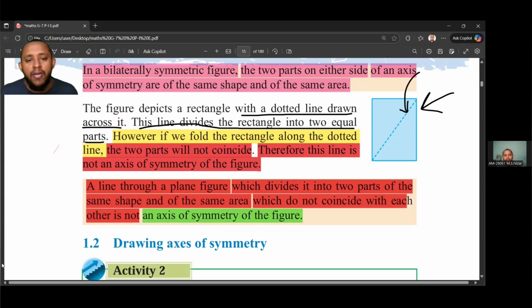So that's what we wanted to cover in today's session. In the next upcoming session, we'll study drawing the axis of symmetry.